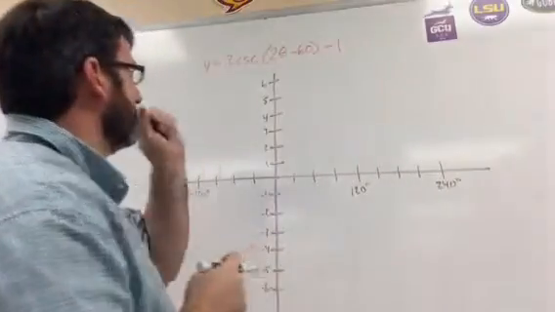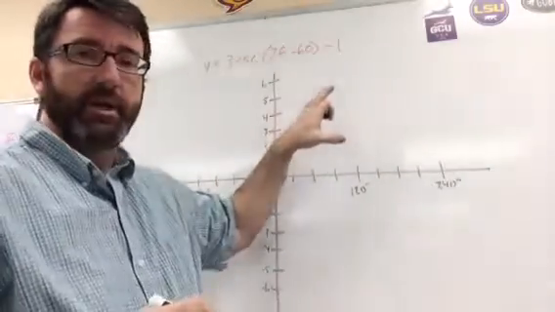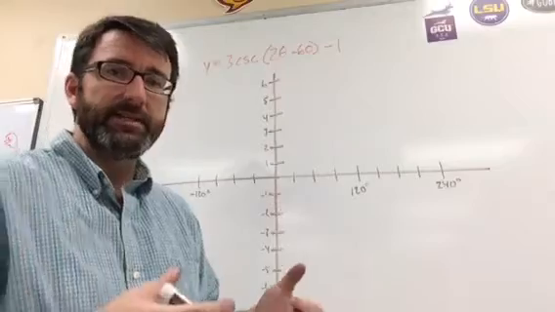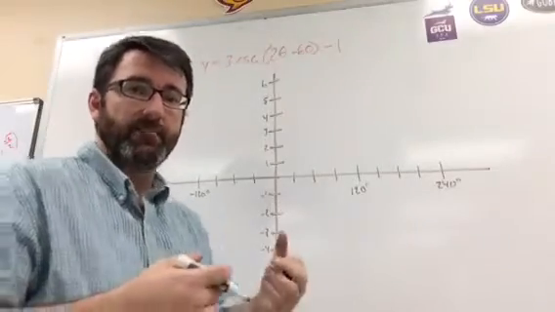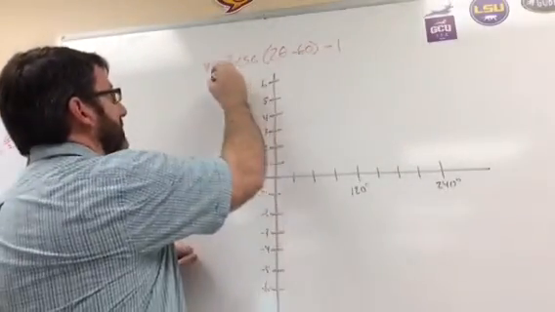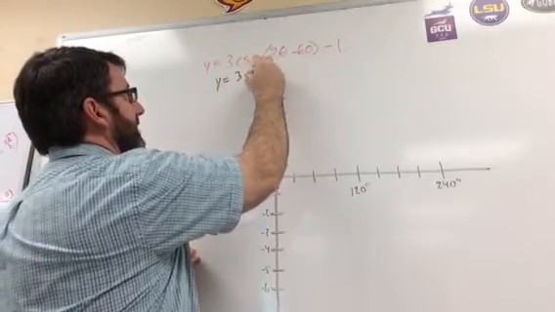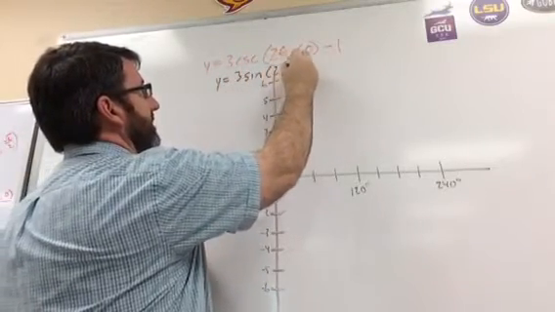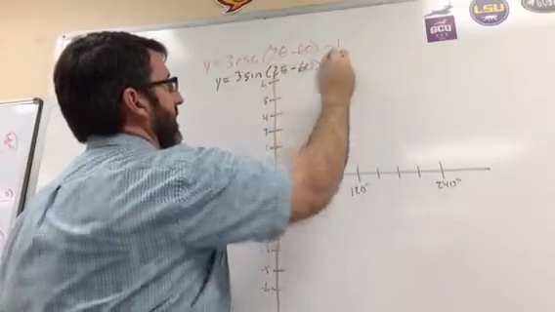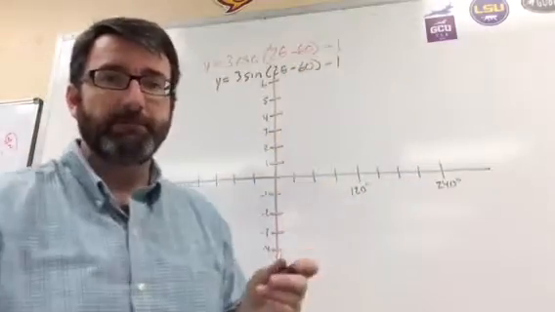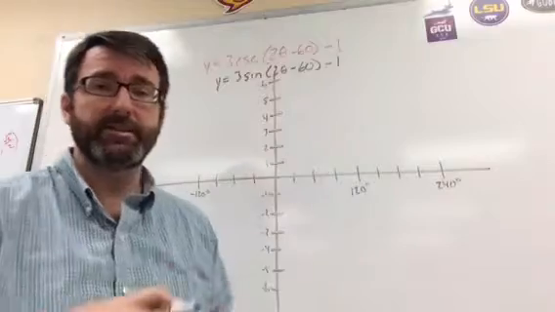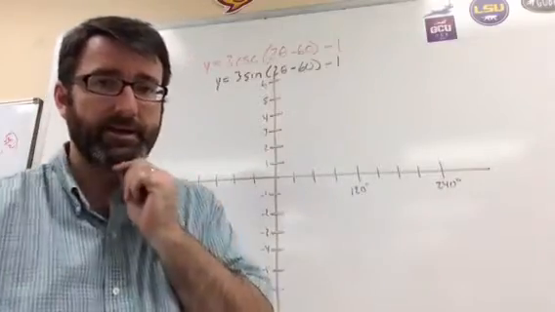All right, so what we're going to do for this one, I've found that the easiest way to graph this is to start off by graphing y equals 3 sine of 2 theta minus 60 minus 1. Because the cosecant is just going to be the reciprocal of the sine.